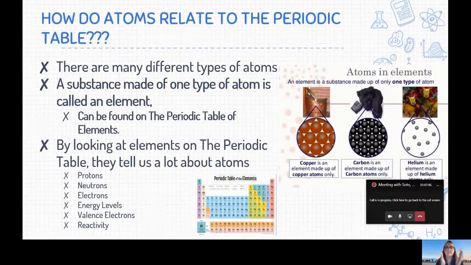So looking at the elements in the periodic table, you're able to get a lot of information. The number of protons, the number of neutrons, the number of electrons, their energy levels, their valence electrons, how reactive they will be, and a lot of other properties. So the periodic table is something we're going to deep dive into, but today we're just figuring out what atom it is.